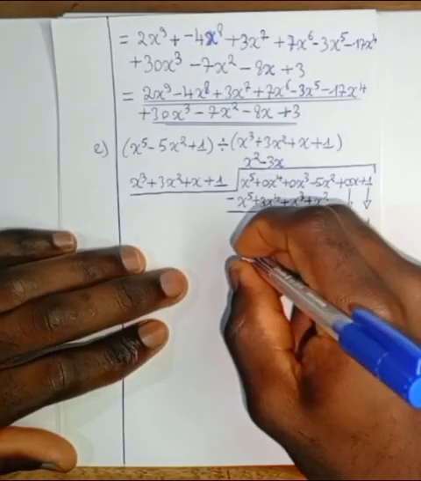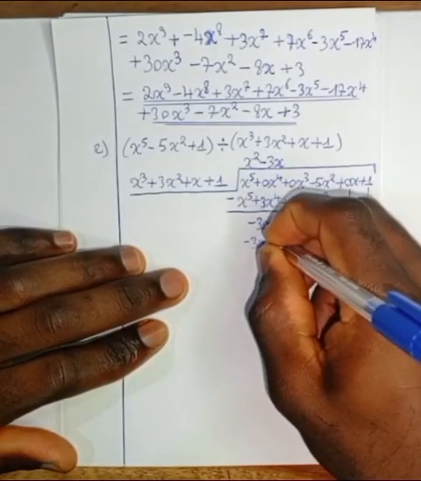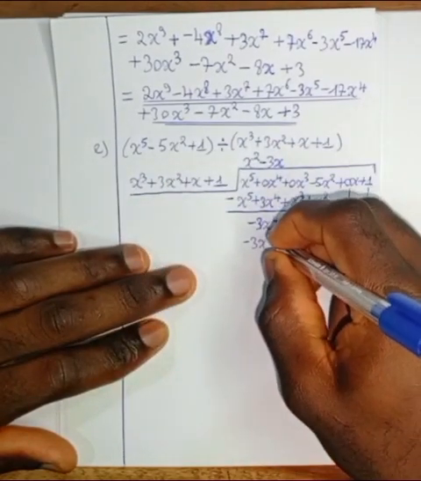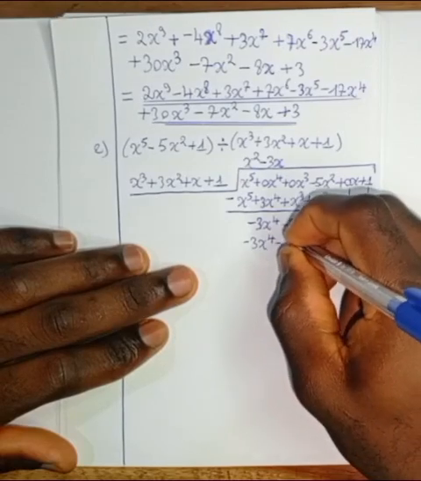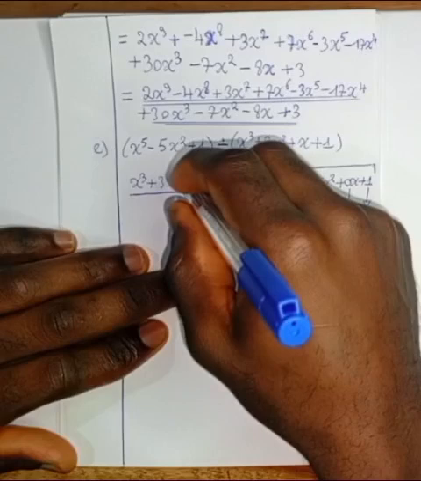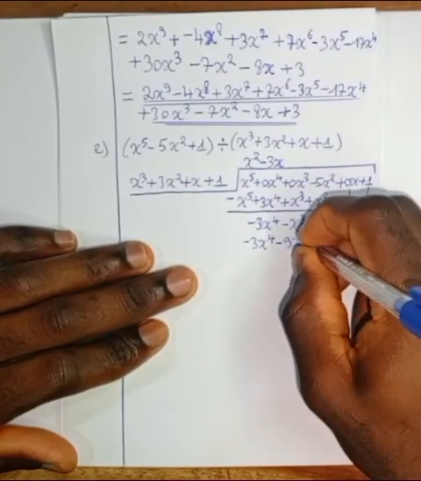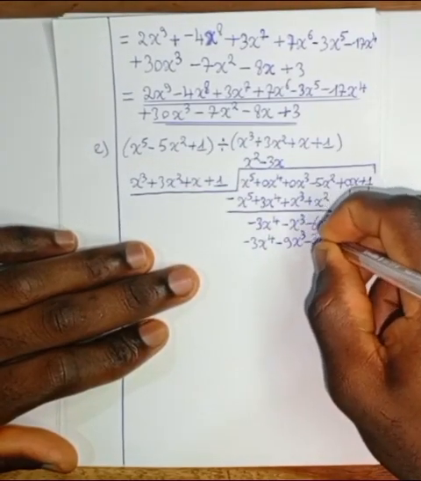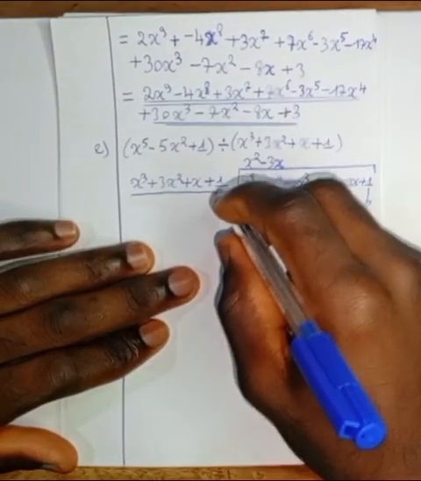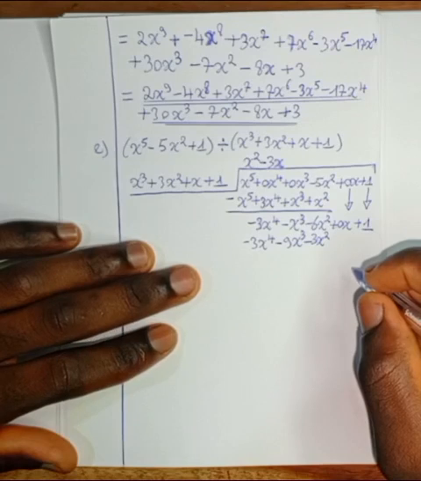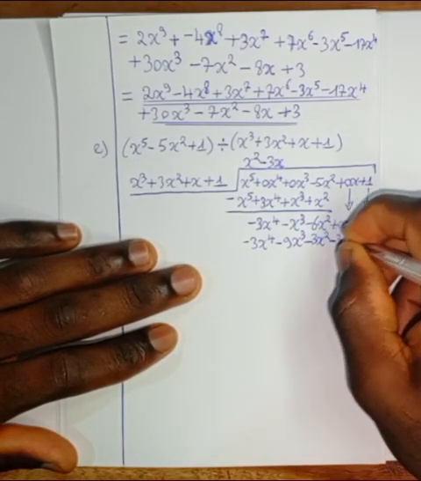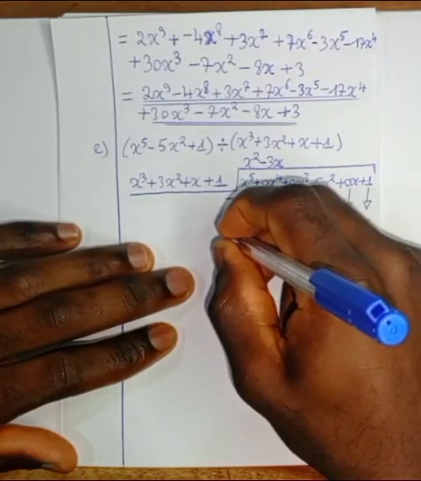Negative 3x times x cubed gives us negative 3x to the power 4. Negative 3x times 3x squared gives us negative 9x to the power 3. Negative 3x times x gives us negative 3x squared. Negative 3x times 1 gives us negative 3x. Then we subtract.